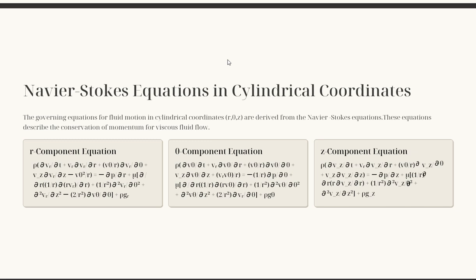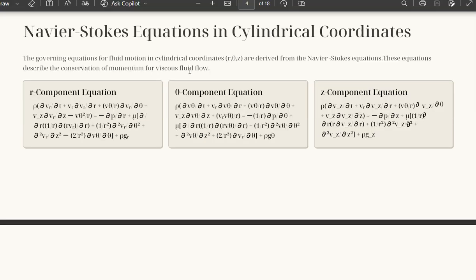Here we consider the cylindrical coordinate system. These are the general momentum equations in cylindrical coordinates. We have the r direction equation, theta direction equation, and z direction equation. These equations describe how flow moves under forces like pressure, viscosity, and gravity. But in this problem, we will simplify them based on physical conditions.